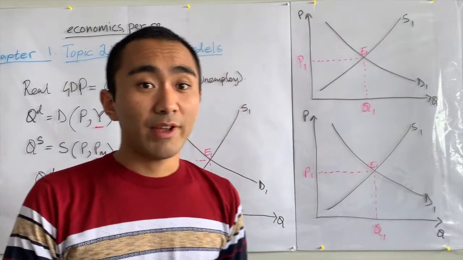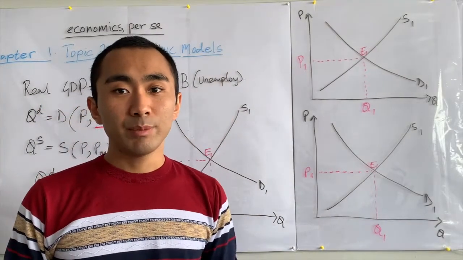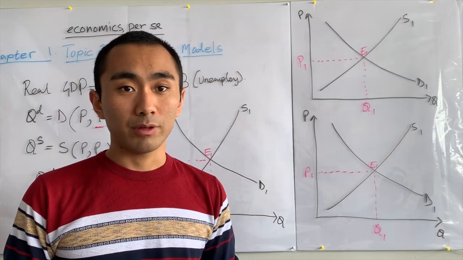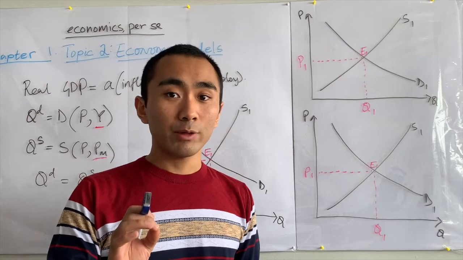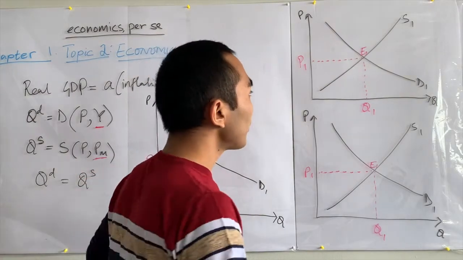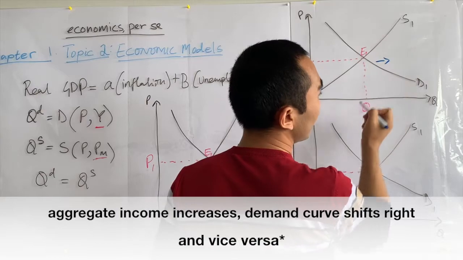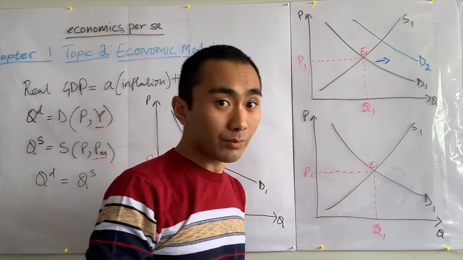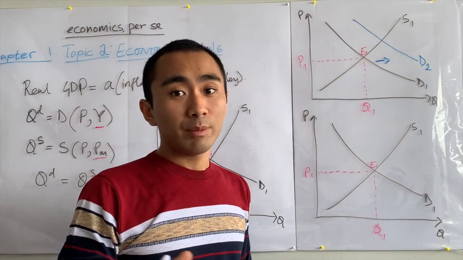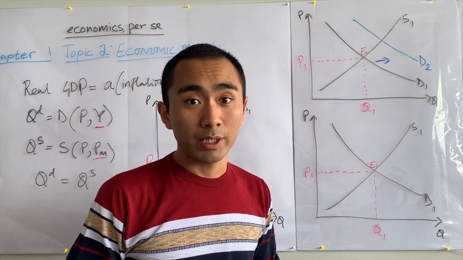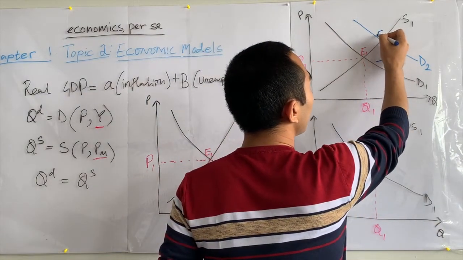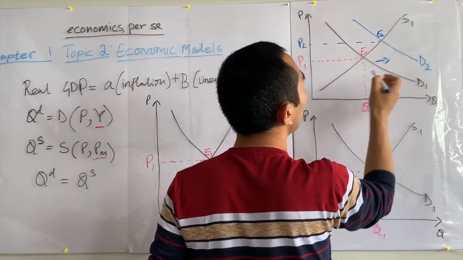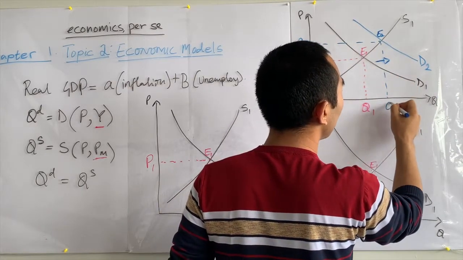So, if aggregate income increases, the demand for burgers will increase, because now the consumers can afford to buy more burgers. This is represented by a rightward shift in the demand curve. So the demand curve will shift to the right, going from D1 to D2. With this, the market will move to a new equilibrium point from E1 to E2. Prices will go up to P2, and the quantity will change to Q2.